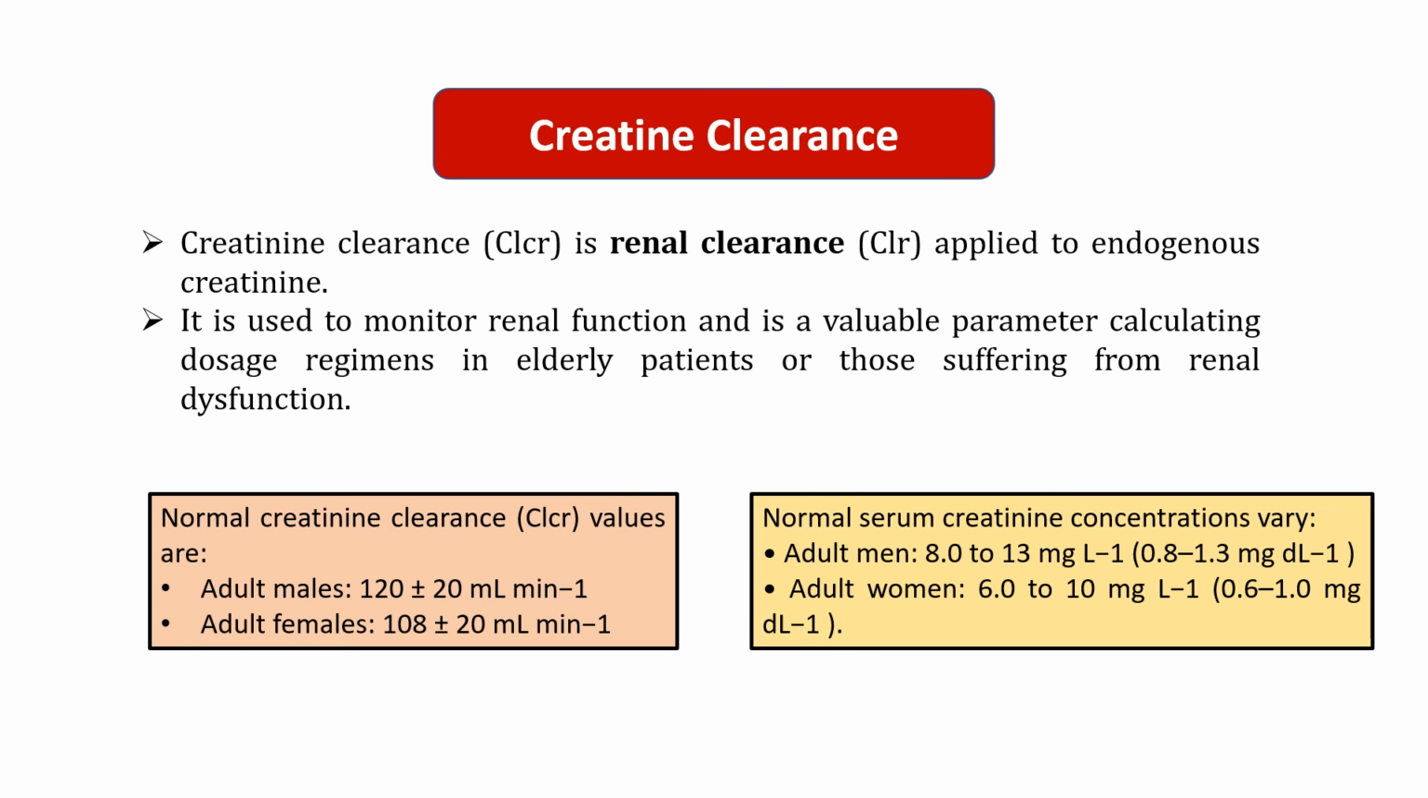So if you went for a lab test for renal function test, you might have seen creatinine clearance. Creatinine clearance helps us to identify a healthy kidney. Creatinine is an endogenous metabolite, and the way it is excreted helps us to understand the status of the kidney. This type of renal clearance is applied to endogenous creatinine. It is used to monitor renal function and is a valuable parameter for calculating the dosage regimens in elderly patients or those suffering from renal dysfunctions.